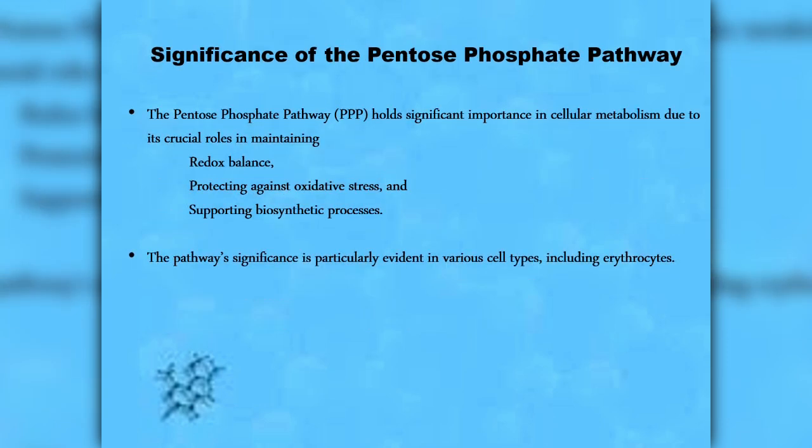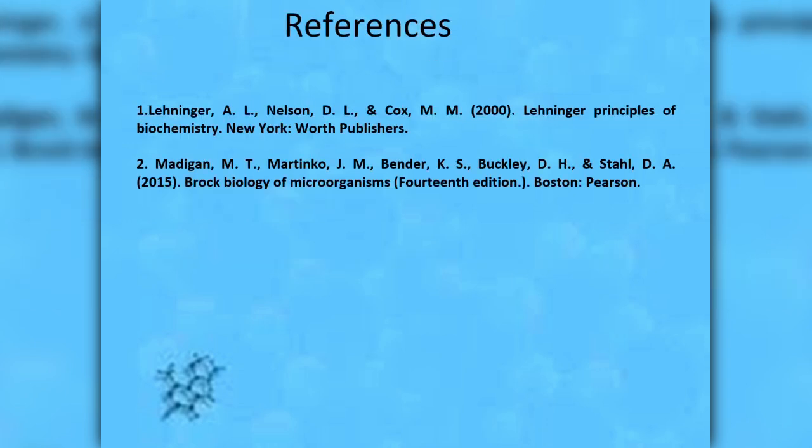Significance of the pentose phosphate pathway. The pentose phosphate pathway holds significant importance in cellular metabolism due to its crucial role in maintaining redox balance, protecting against oxidative stress, and supporting biosynthetic processes. This pathway's significance is particularly evident in various cell types, which include the erythrocytes. And these are all the references.